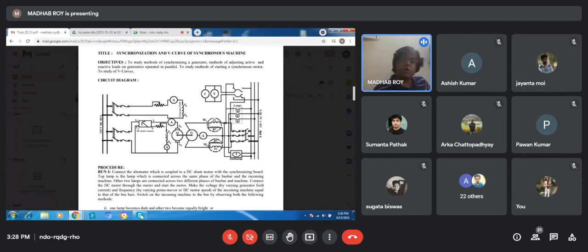At one point we will see that one wattmeter is positive, but the other wattmeter gives a negative reading. That means the power is going to be 0. When one wattmeter is positive and the other gives an equal negative reading, the power output is 0. That is called the no load condition, and we achieve it by controlling the shunt motor gradually.